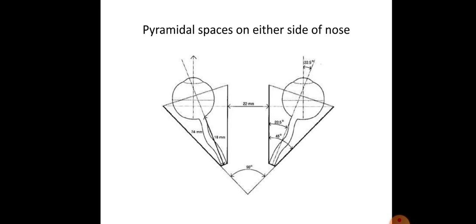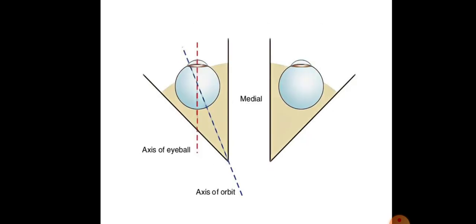This pyramidal orbital cavity has a medial wall and a lateral wall. The two medial walls are parallel to each other, but the lateral walls are at right angles to each other, and the long axis of the orbital cavity is directed posteriorly and medially, but the axis of the eyeball makes a 20 to 25 degree angle with the axis of the orbit.